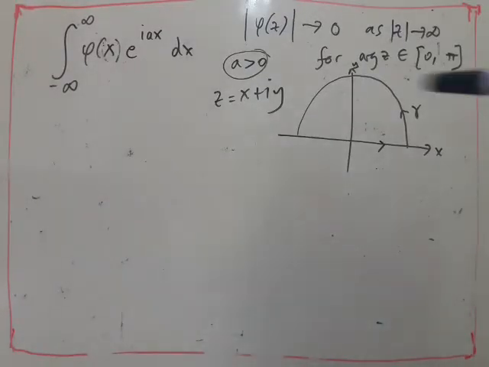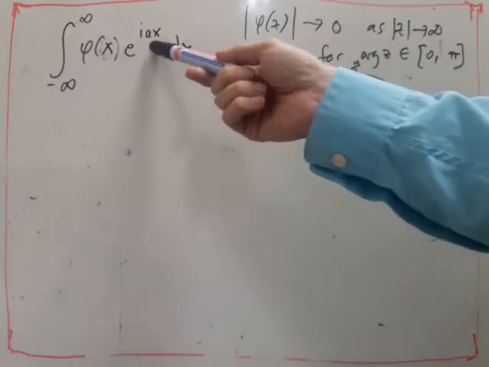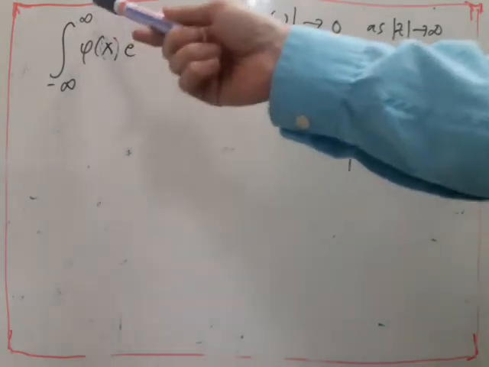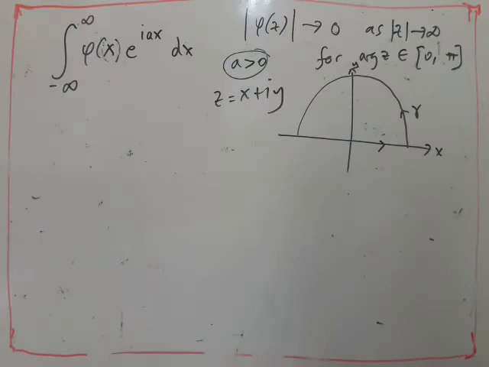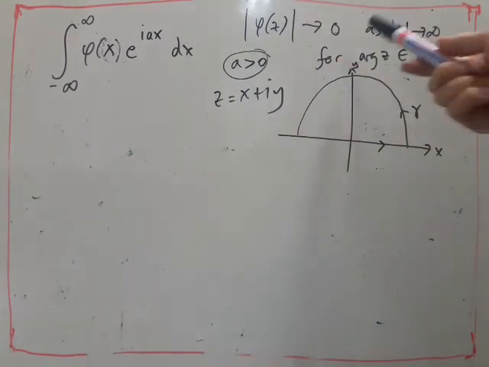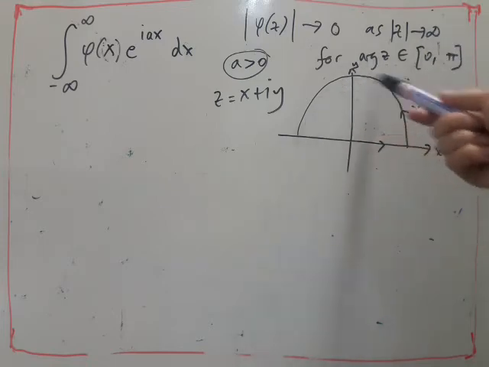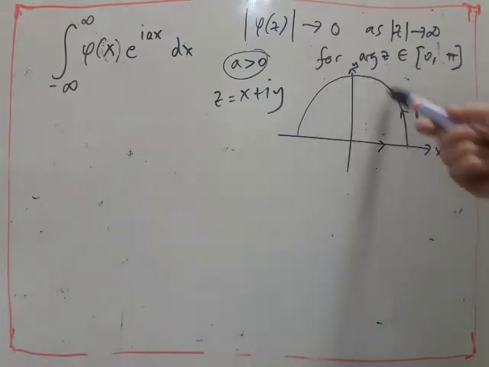So we're now going to consider integrals of this form. We've got phi(x) times e to the iax integrated over all x. They can be done using the residue theorem as long as we can use Jordan's lemma. So basically, that phi of z needs to go to 0 as z tends to infinity for the argument of z between 0 and pi.